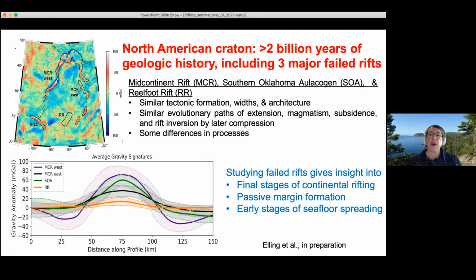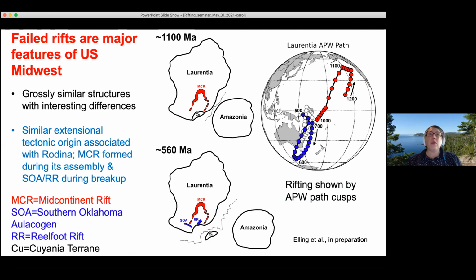And studying failed rifts gives us insight into final stages of continental rifting, passive margin formation, and early stages of seafloor spreading. One of the questions that I frequently get when I give talks about the Midcontinent Rift is, how is it related to the Reelfoot Rift? And the answer is they're not. They're about 500 million years apart.